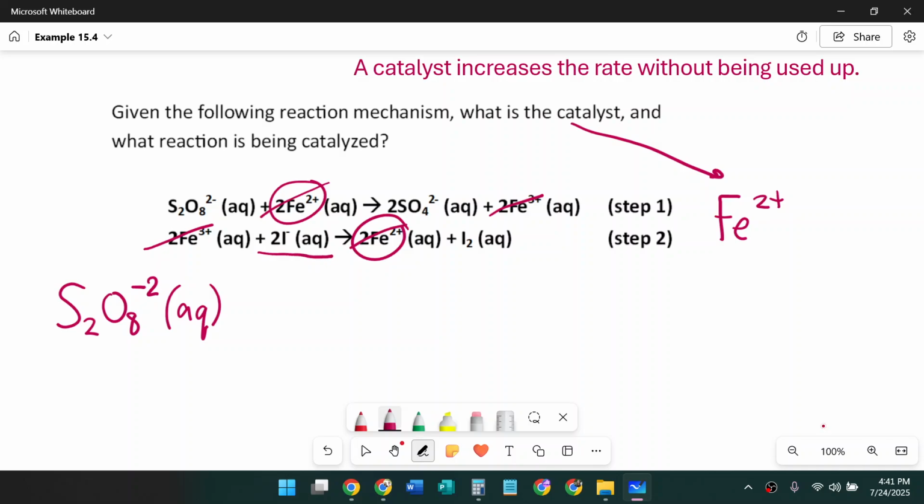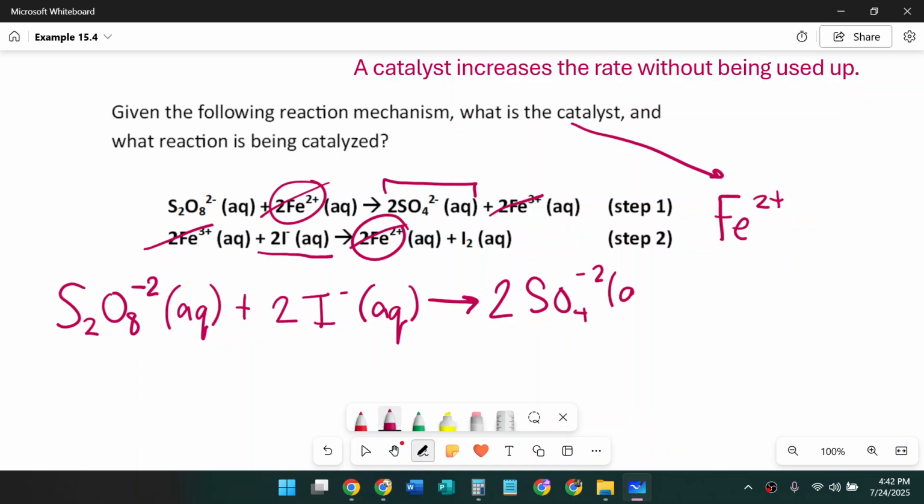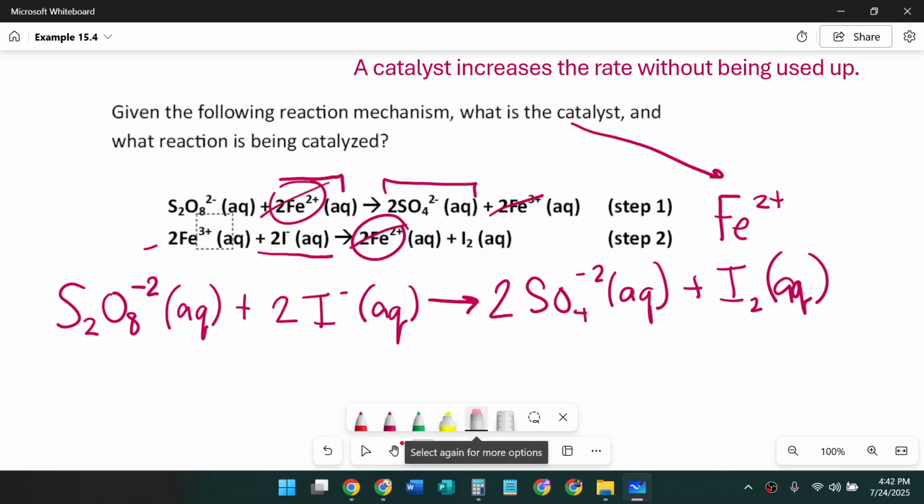But we do get something that happens here, so plus 2I- aqueous, and that yields this thing that got created and never got used up, so it ends up being part of the reaction in that way. And then plus the I2.